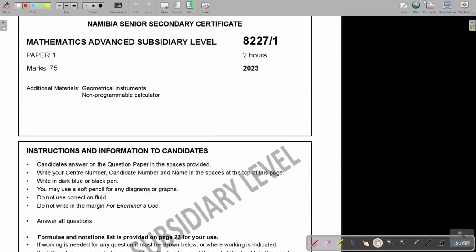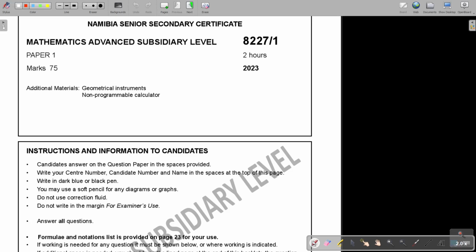Mathematics, Advanced Subsidiary Level, Paper 1, 2023, Part 1. Before we start with the questions, we must always first read the instructions. So, the instructions and the information to the candidates.